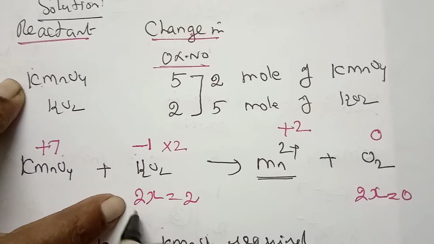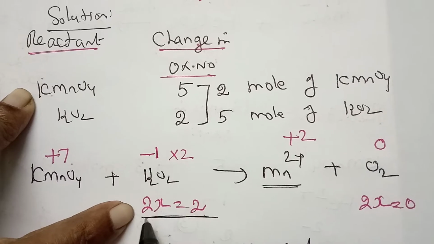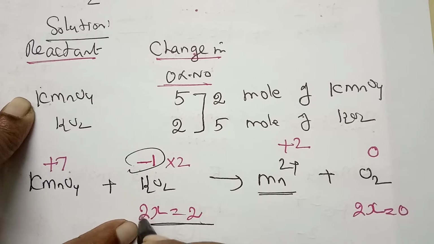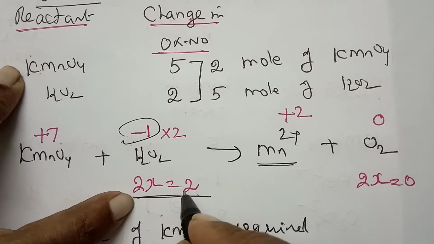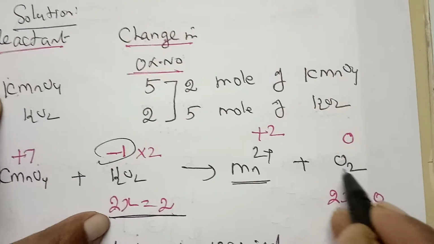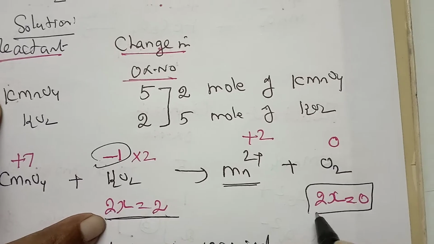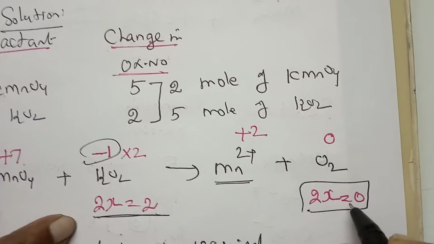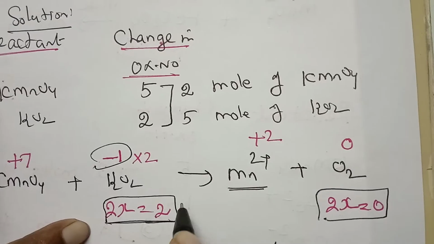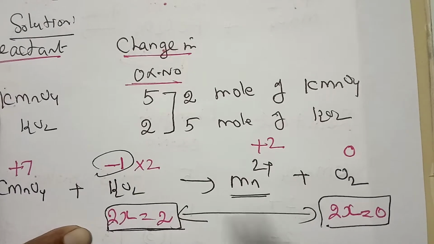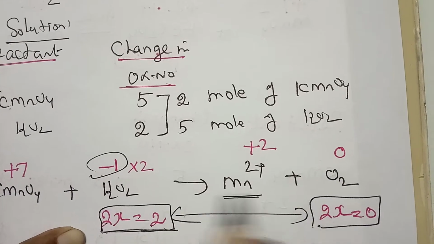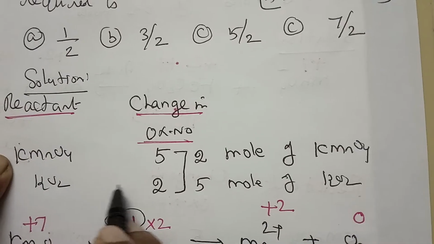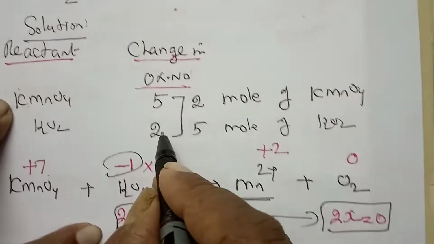So this is for 2x, 2 oxygens. For 1 oxygen the change is 1, so for 2 oxygens, 2 into 1, it is 2. Whereas in the case of the product oxygen, there are 2 atoms, so for 1 atom it is 0, for 2 atoms 2x is equal to 0. Now what is our next work? Find out the difference between these two. So the difference in the change in oxidation number is 2. So here you write, for hydrogen peroxide the change in oxidation number is 2.